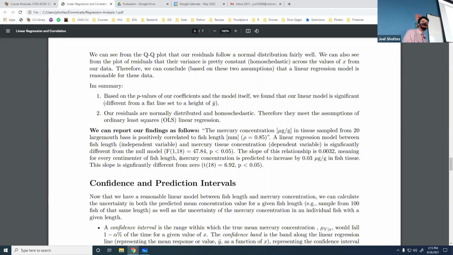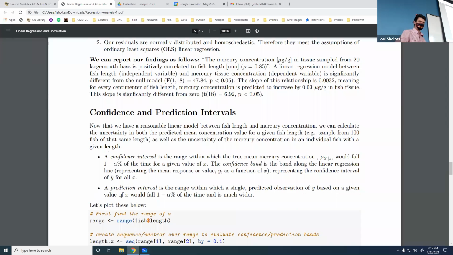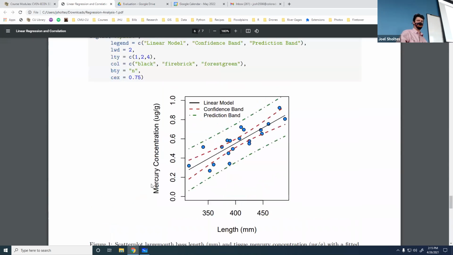So next time we'll talk a little bit more about the statistics of linear regression, and then we'll introduce confidence and prediction intervals, which give us the uncertainty around our linear regression model. And this is what they look like. I'll just leave that up for your visual entertainment.